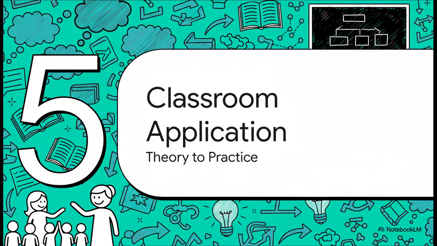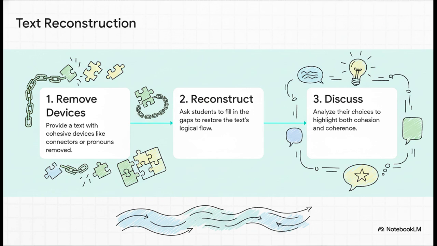Okay, so this is all great theory, right? But how do we actually teach this stuff? Let's take a look at how to bring this all into the classroom. An incredibly effective and simple activity is text reconstruction. Just give your students a bunch of jumbled sentences and ask them to reorder them. Or give them a text where you've taken out all the connectors. This forces them to actively think about both the linguistic glue, the cohesion, and the logical flow, the coherence.